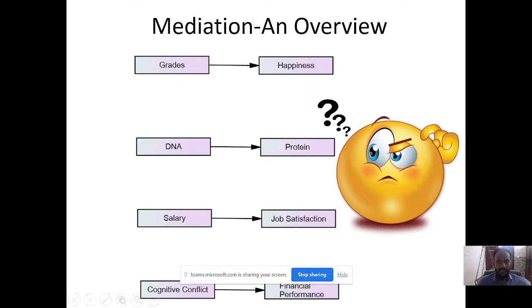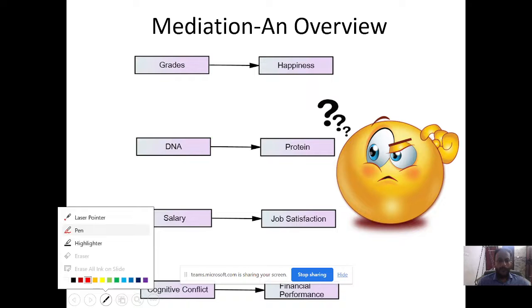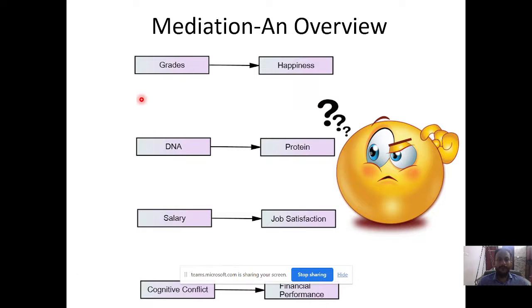I'm referring here. You just have a look at it. Tell me which is the independent variable and which is the dependent variable in this relationship. Job satisfaction is a dependent variable, and salary is an independent variable. Yes, you are right.